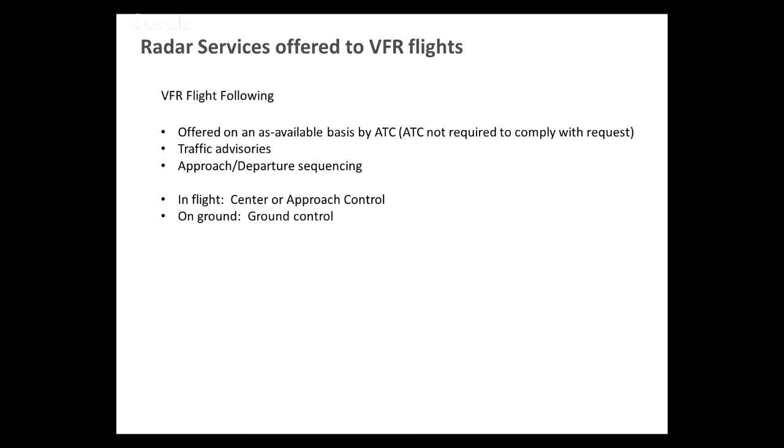Contacting air traffic control to get flight following, you're going to do that either in flight or on the ground. If you're in flight, it's going to be whichever controlling agency controls the airspace that you're in. So that's going to be either the approach or the center controller. Tower controllers are typically only used for landing and departing aircraft, so they are not going to be giving you any VFR flight following. That's going to be your approach or your center controllers.